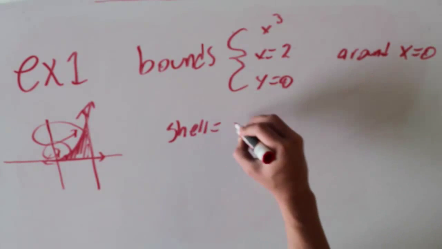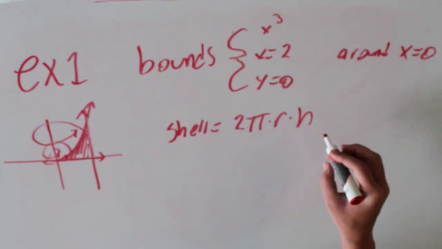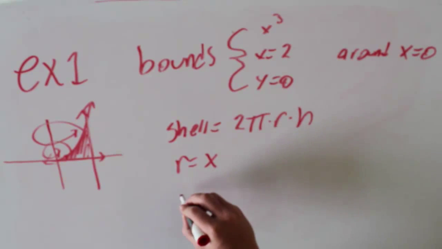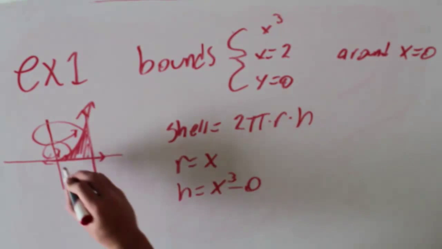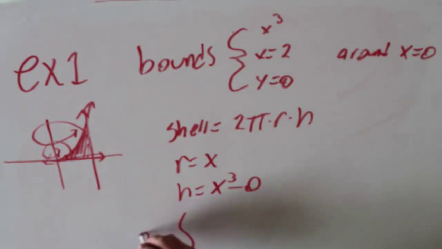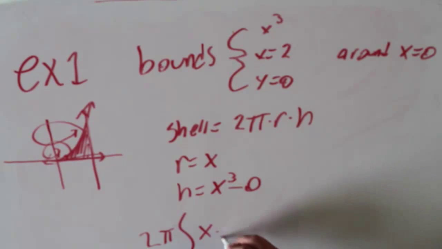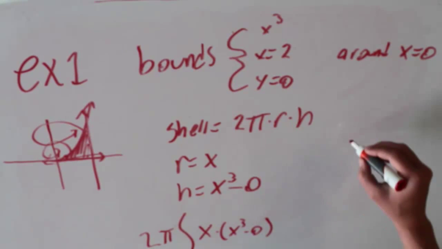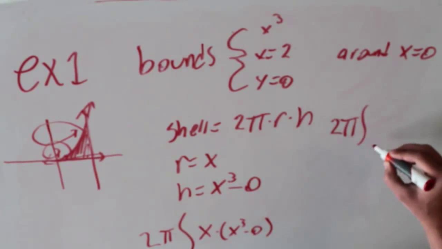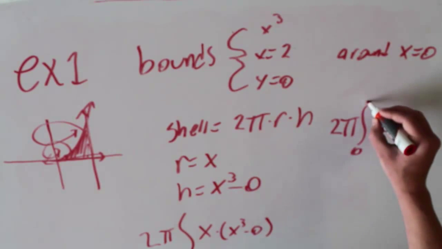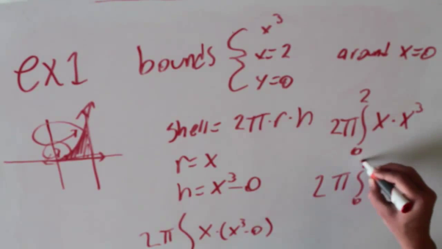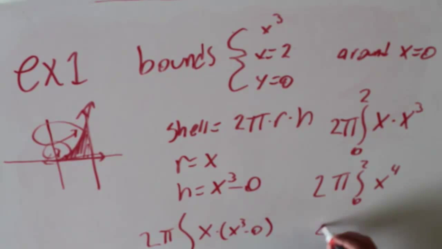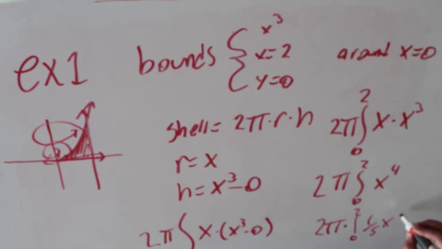So now let's write the equation. Shell is 2 pi rh. R equals x, again in this case. H is going to be x to the third minus 0, because the third equation bounding it is y equals 0. Now let's write it in integral form. 2 pi of the integral of x times x to the third minus 0. That's just rh again. Our limits are going to be 0 to 2 because our side boundary is x equals 2. We're going to go ahead and combine those x times x to the third to x to the fourth. Evaluate our integral.